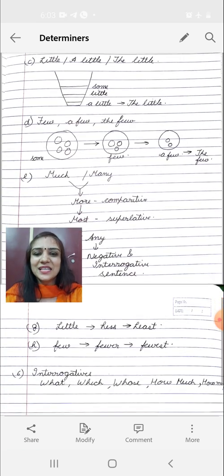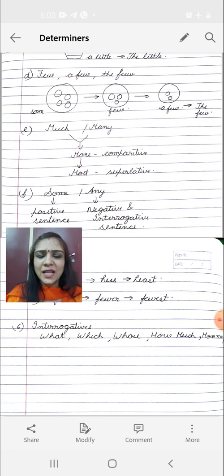Now the next difference is between much and many. I told you much is used with uncountable nouns, many is used with countable nouns. But I am talking here about their comparatives. The comparative of much is more and most. Comparative of many, more and most. So when it comes to comparison, they lose the sense of being countable and uncountable. So I'll say there was more water, there were more students. So when we compare much and many, they lose the sense of countable and uncountable nouns.